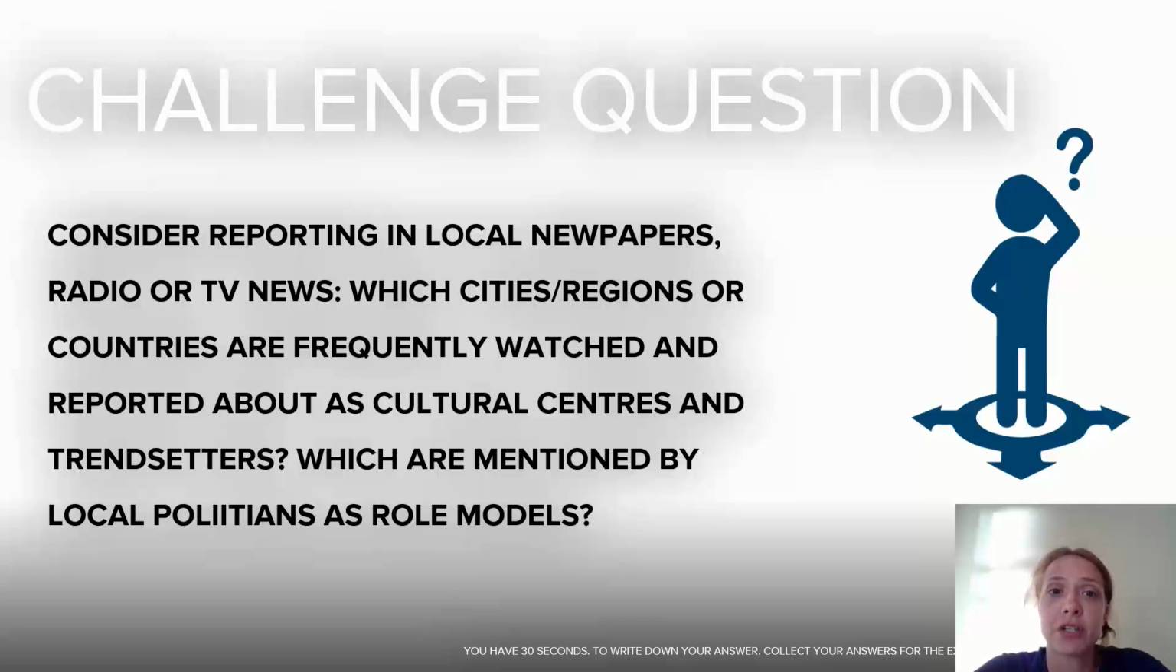Therefore, in our third challenge question, we ask you to consider the political role models in your own context. A starting point for this is to think about which foreign countries, which regions within or without the countries, and which cities are often reported on in local news and newspapers, or might be mentioned by politicians in speeches as examples for certain actions. Please take 30 seconds again to note the first examples that come to mind.